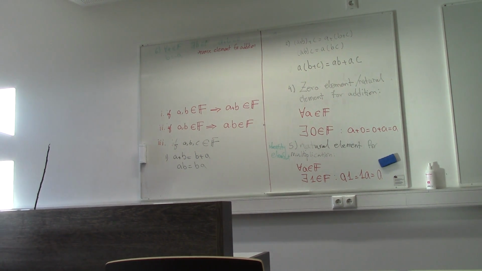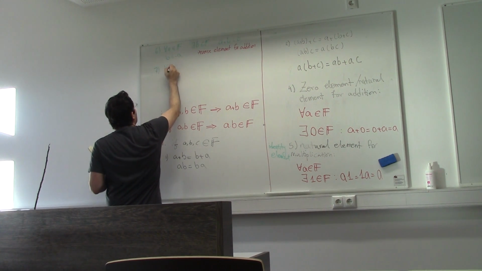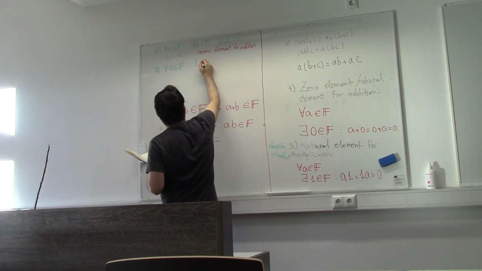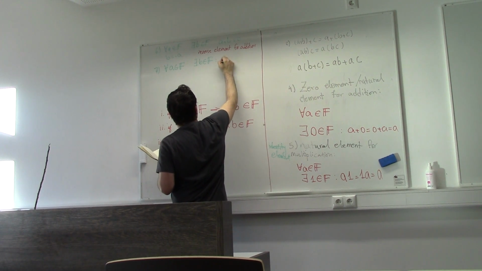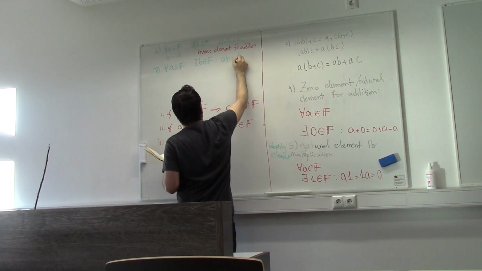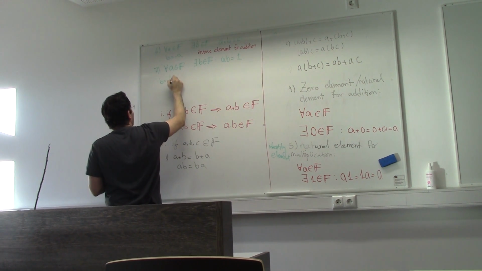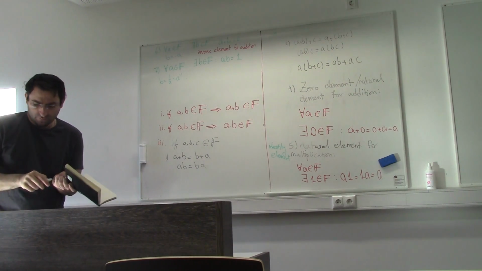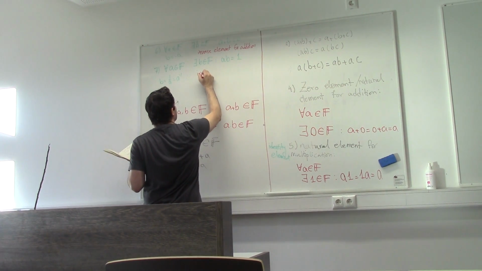And as you can guess, we have inverse element for multiplication. The 7th one is for any A belonging to F, there exists a B which is in F, and AB is equal to 1. And we say that B is equal to 1 over A or A inverse. And it is called the inverse element for multiplication.